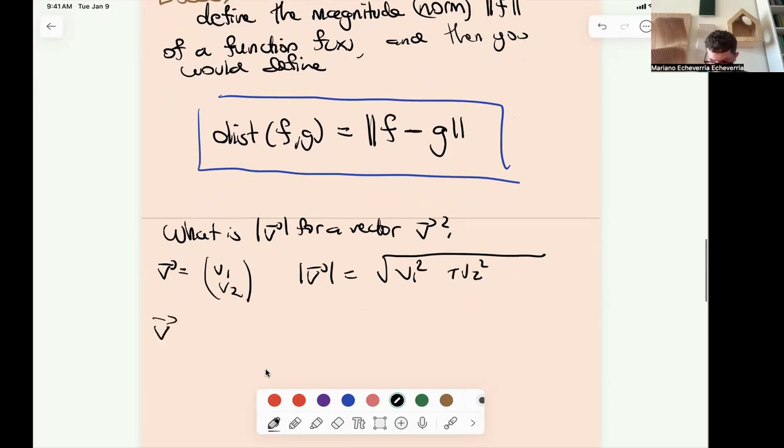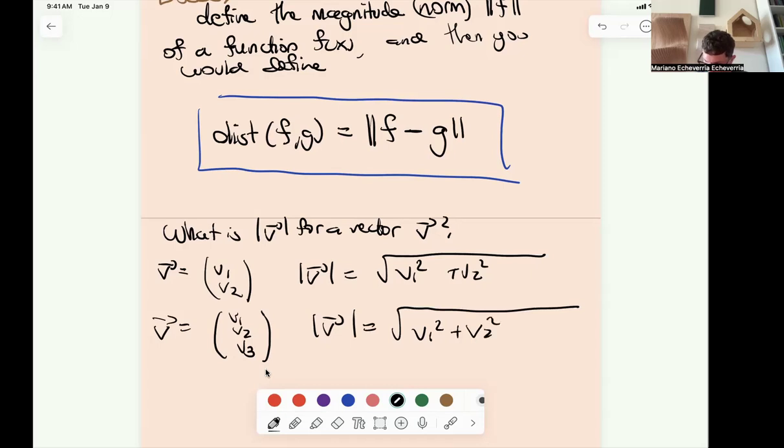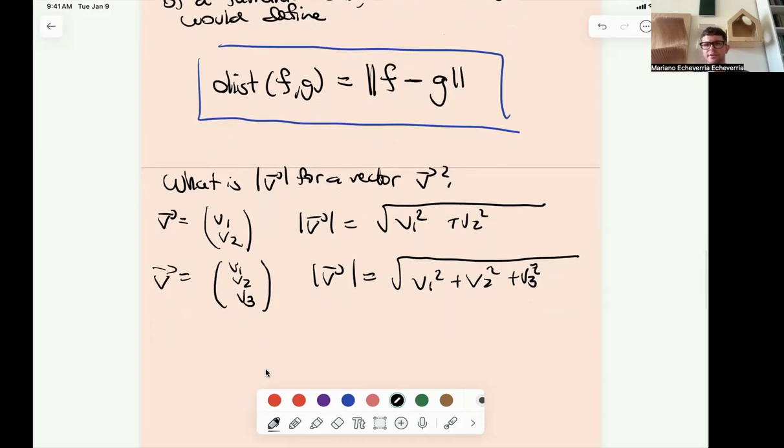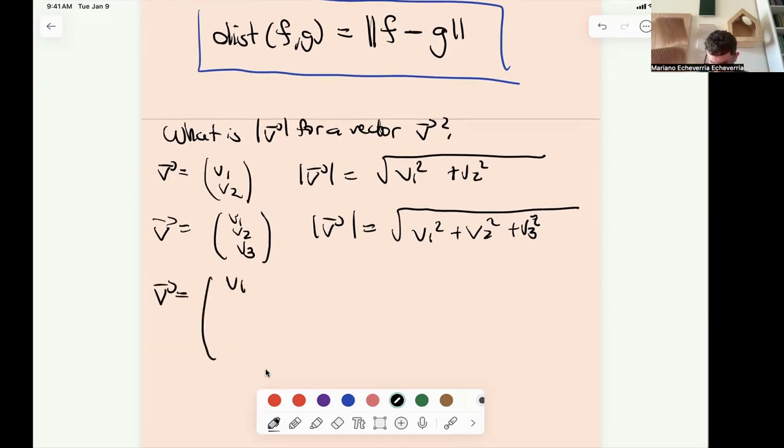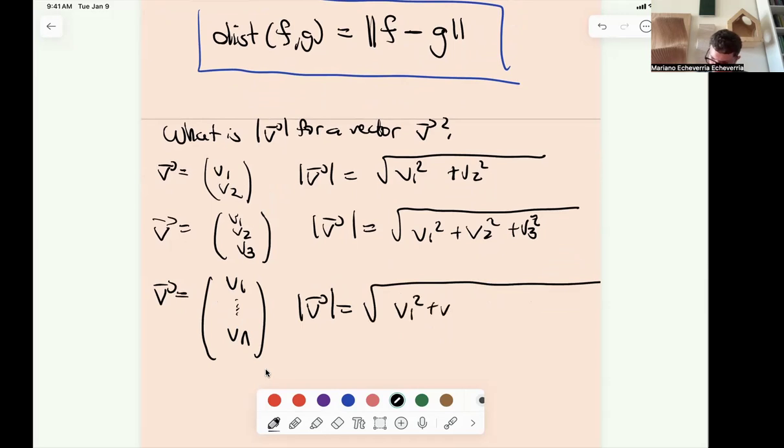If the vector has three entries, this should be v1 squared plus v2 squared plus v3 squared, under the root. And as you can see, hopefully this is a familiar formula. If the vector had n entries, then the magnitude of this vector would be the root of v1 squared plus v2 squared, and so on up to vn squared.